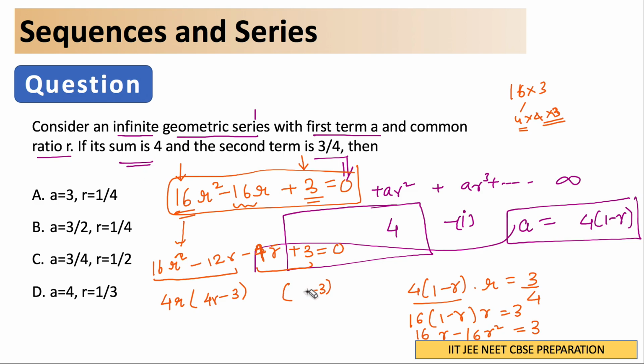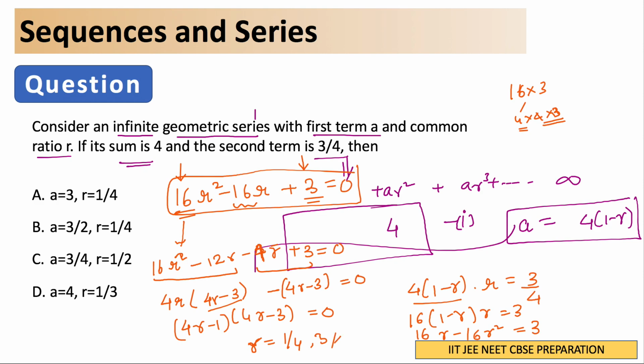So what do we get? We have 4r minus 3 and put a negative sign here, and this is equal to 0, right? So from this I can write the two terms as 4r minus 1 and 4r minus 3, correct? So these become the two roots of the equation. What are the two roots? One is r is equal to 1 by 4 and the second one is r is equal to 3 by 4.